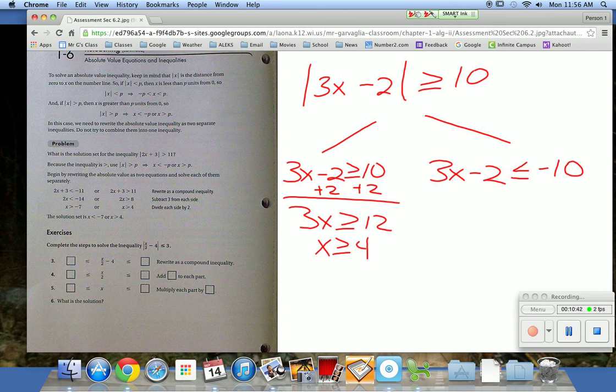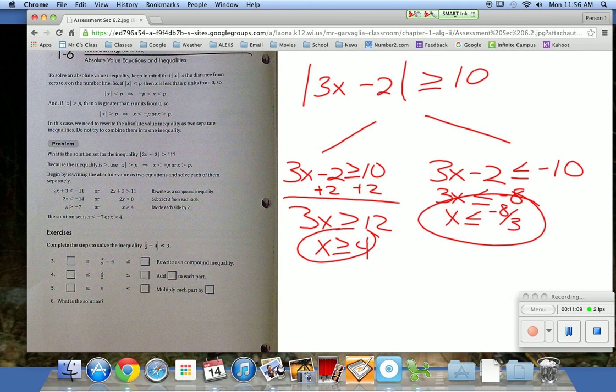Cool. Bring our 2 over. 3x is less than or equal to a negative 8. X is less than or equal to a negative 8/3. You don't have to tell me that it's 2 2/3. If you leave it in a fraction as 8/3, that's fine. All right? These would be my answers.